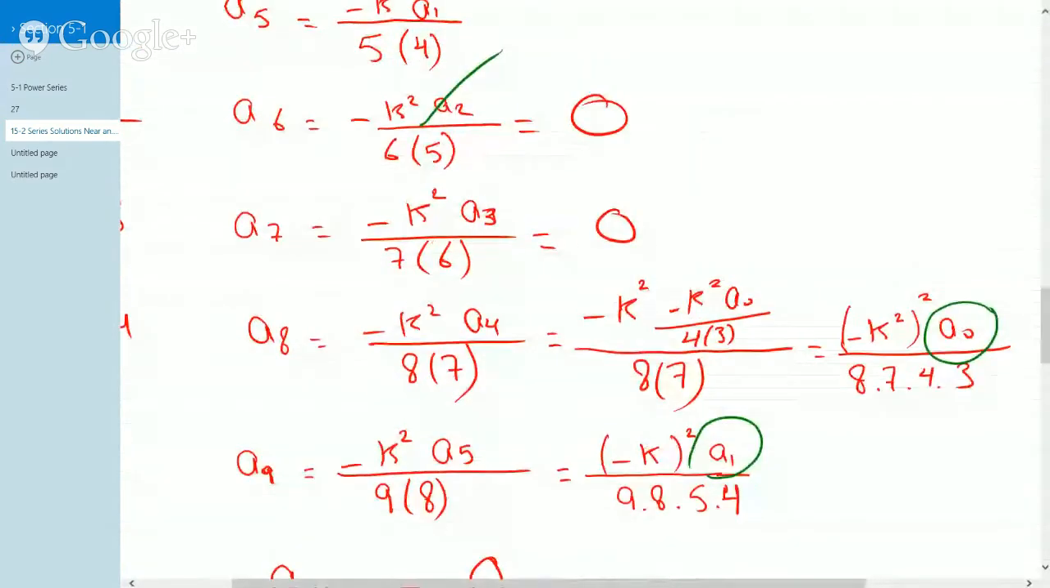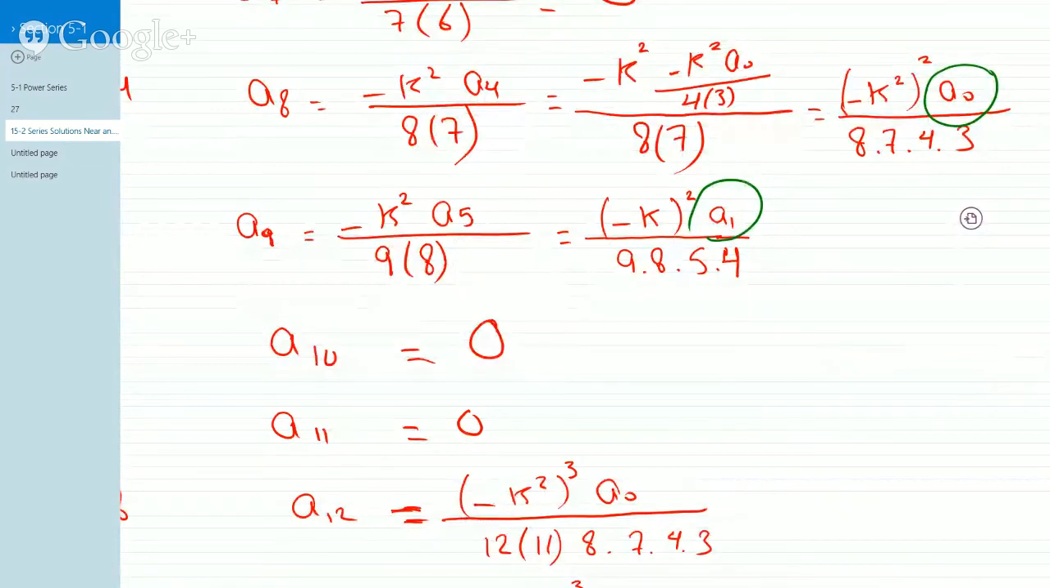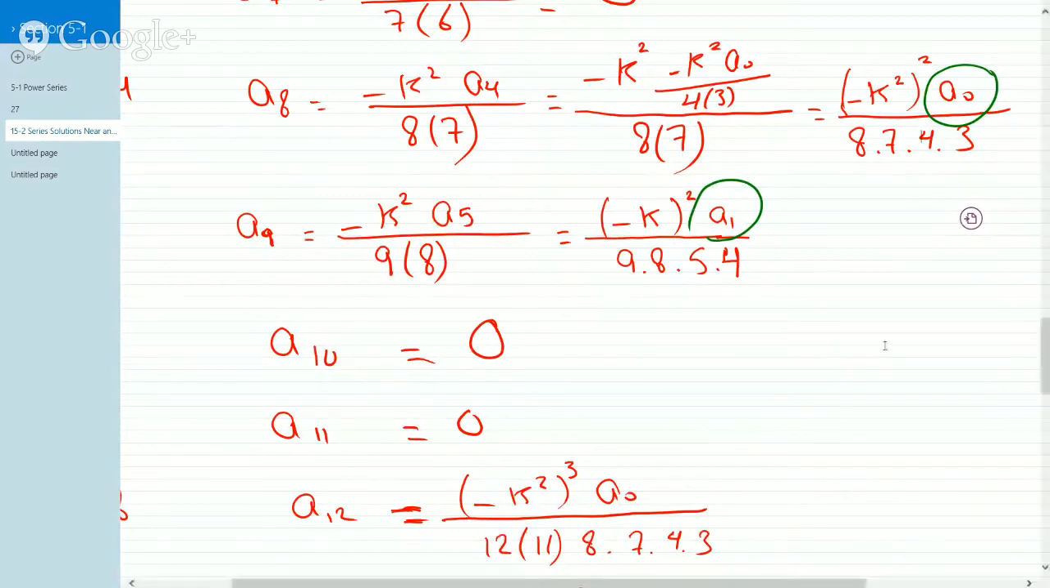And some of them will vanish. The a6 and a7 will go to 0. So will a of 10 and a of 11. And everything in between will be expressed in terms of a of 0 and a of 1. That's why we get two solutions, one is y1 and one is y2, because now you are able to express all the coefficients of this series, from a1 to a infinity, in terms of a of 0 and a of 1, and the ones that don't show up are just zeros.